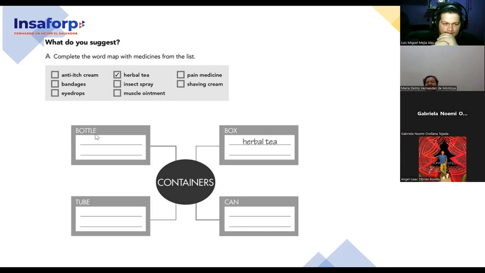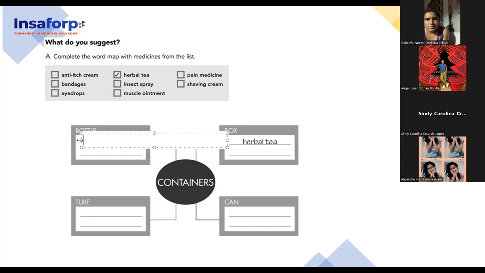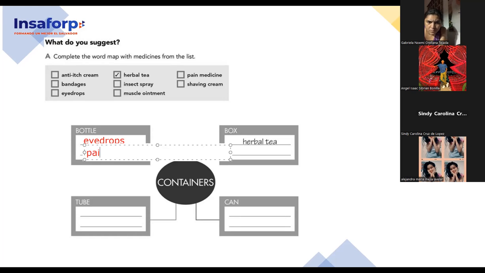So we are going to put the vocabulary, this one here. Bottle, box, can, and tube. So with bottle, what is the vocabulary that goes with a bottle? Botella. Exactly. Eye drops. Oh, very good. Yes, vaya anotándolo ahí, eye drops. What is the other one? Remember the picture. Insect spray, I think. No, I'm sorry. Shaving cream. No, I'm sorry. Pain medicine. Oh, yes, pain medicine. Remember the picture. Okay. Pain medicine.